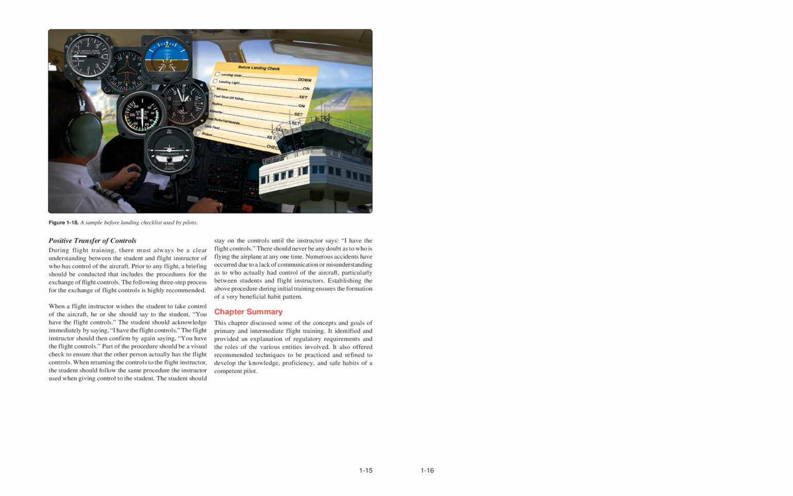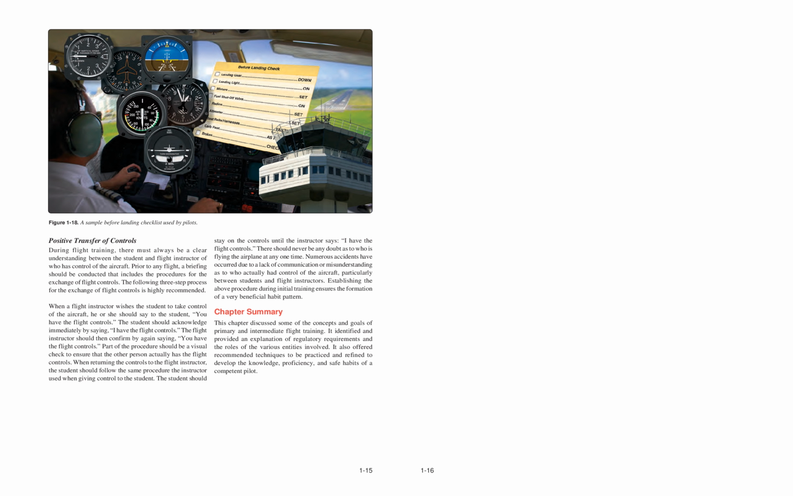Part of the procedure should be a visual check to ensure that the other person actually has the flight controls. When returning the controls to the flight instructor, the student should follow the same procedure the instructor used when giving control to the student. The student should stay on the controls until the instructor says, "I have the flight controls." There should never be any doubt as to who is flying the airplane at any one time. Numerous accidents have occurred due to a lack of communication or misunderstanding as to who actually had control of the aircraft, particularly between students and flight instructors. Establishing the above procedure during initial training ensures the formation of a very beneficial habit pattern.